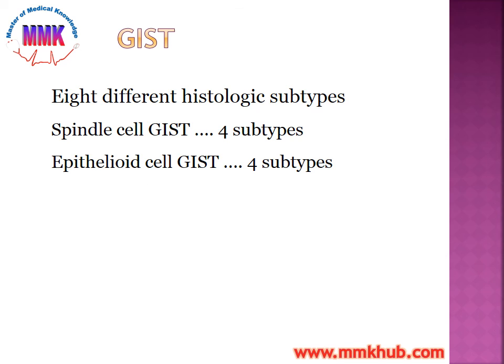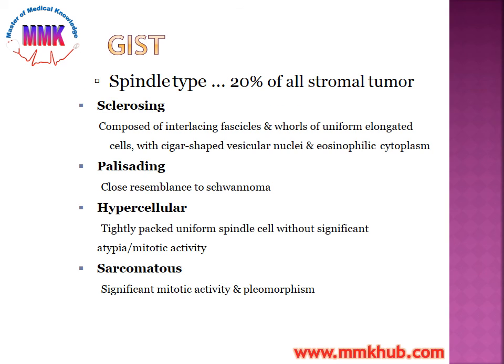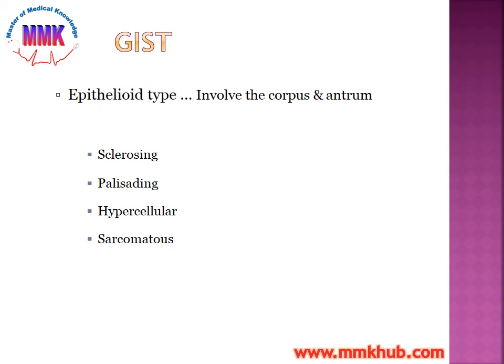There are 8 different histologic subtypes. Spindle cell GIST has 4 subtypes and epithelioid cell GIST has 4 subtypes. Spindle cell GIST constitutes 20% of all stromal tumors. The 4 subtypes include sclerosing, palisading, hypercellular and sarcomatous. While the epithelioid GIST involves the corpus and the antrum of the stomach, and the 4 subtypes include sclerosing, palisading, hypercellular and sarcomatous.